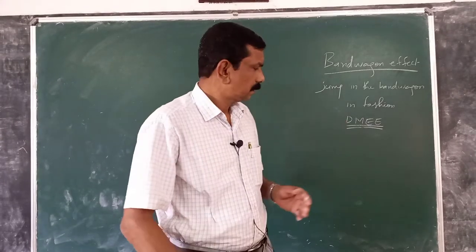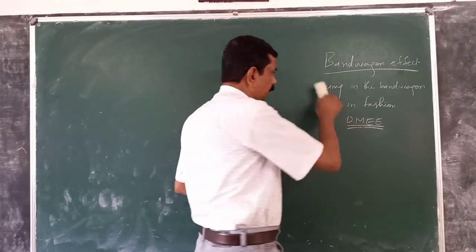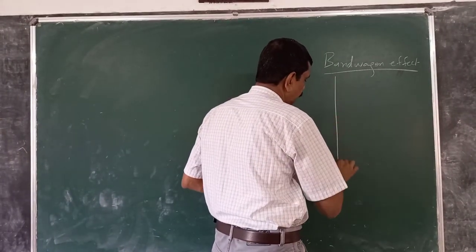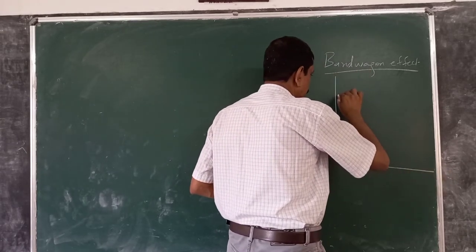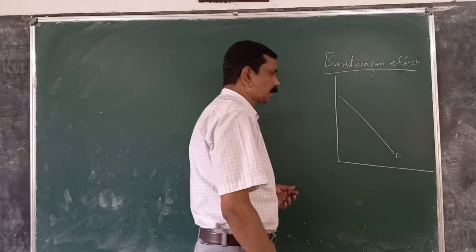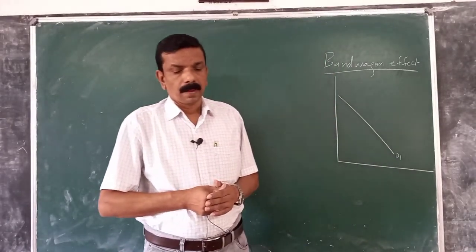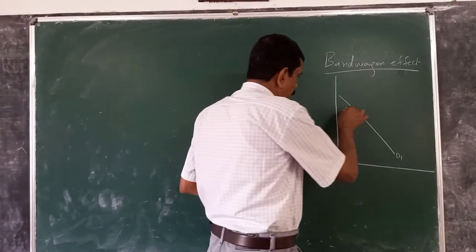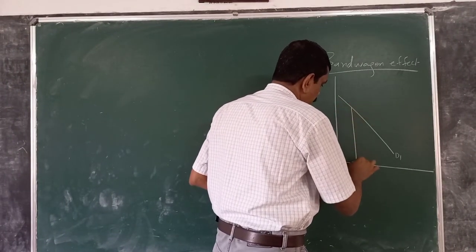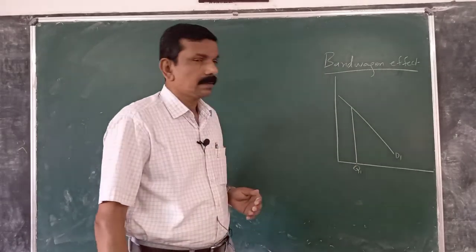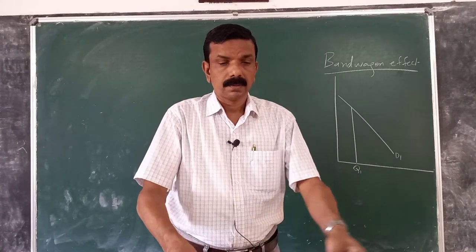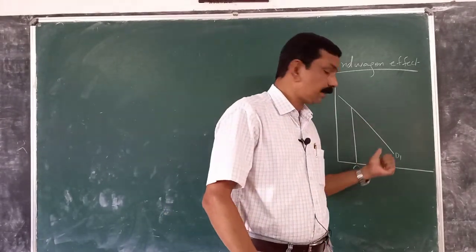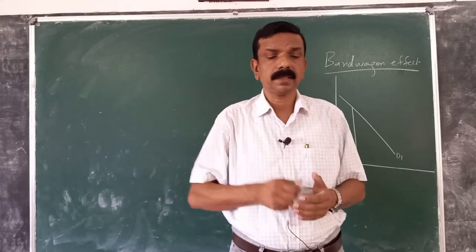Now let us explain this bandwagon effect with a graph. Suppose that this is the demand curve D1 for some commodity. It is based on the belief that the collective demand for the commodity in the market, that is aggregate demand, is Q1.